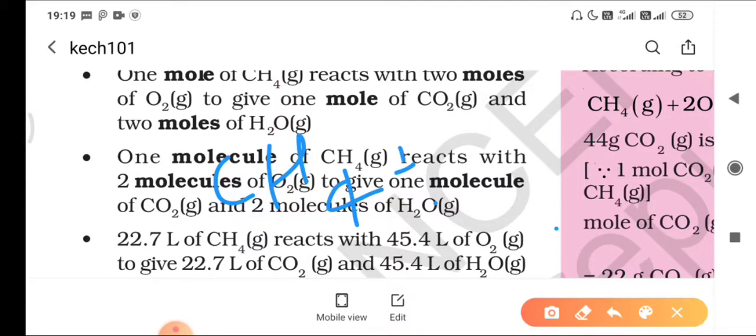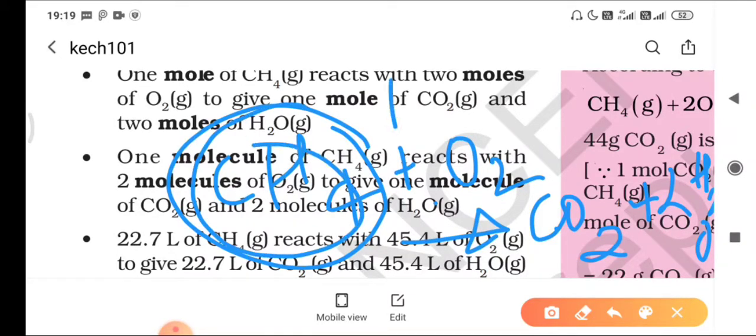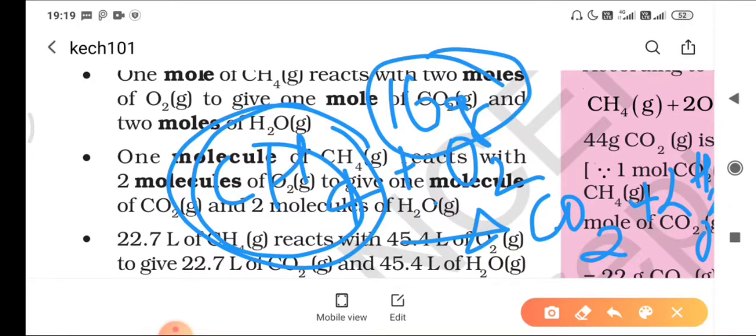CH4 plus O2, that will give CO2 plus 2H2O, right? This is the balanced equation. Now here it is clearly written that it is one molecule of CH4, or I can say that if I have taken 16 gram of methane.